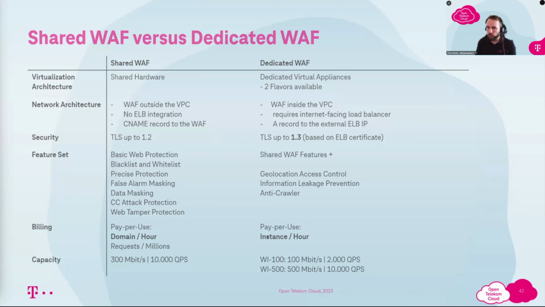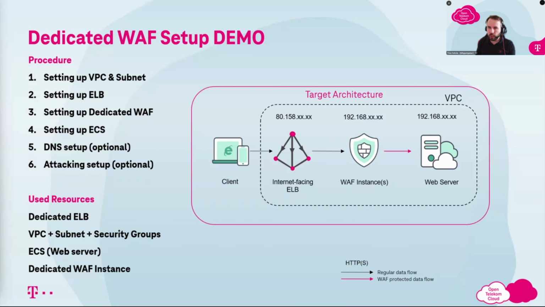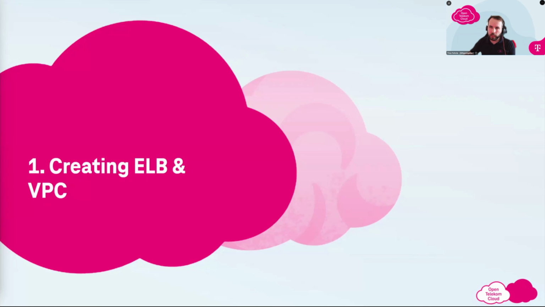So in the next part, we will go into a demo. What we want to do is set up an environment and show you how you can quickly set it up. What we do for it is create an architecture. You can see on the right the target architecture we want to achieve. Basically, we have the client who will first access the ELB. The traffic should be forwarded to the WAF instance and then later on to the web server. We do so by setting up the VPC and subnet, then the ELB, the WAF itself, and a web server. Then we do the DNS setup and also an attack simulation. So then I would say, let's start with the first one.